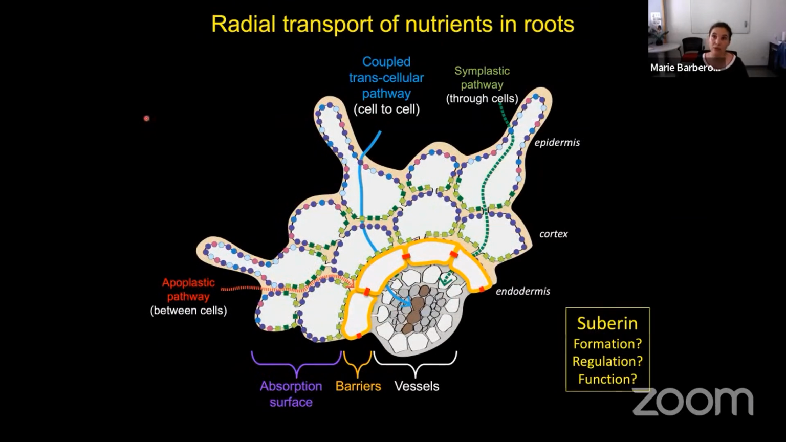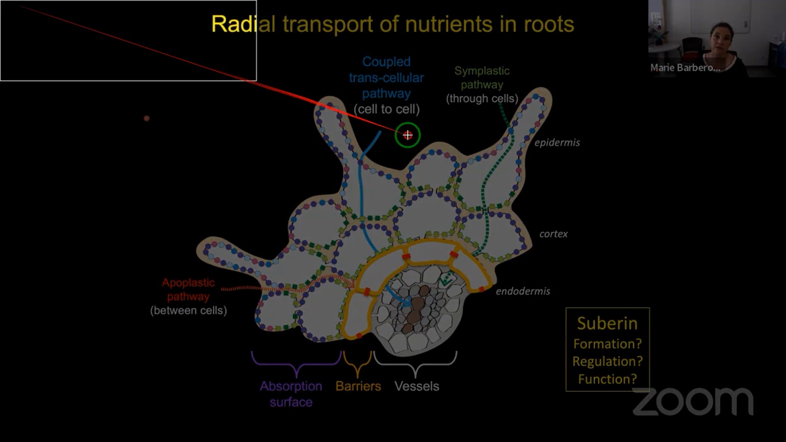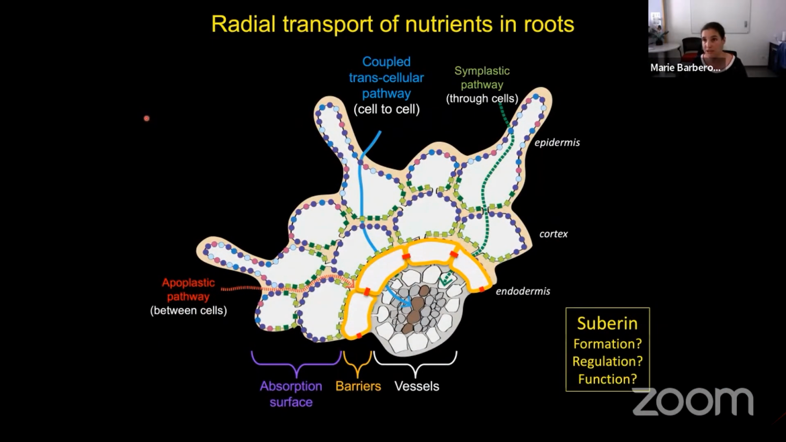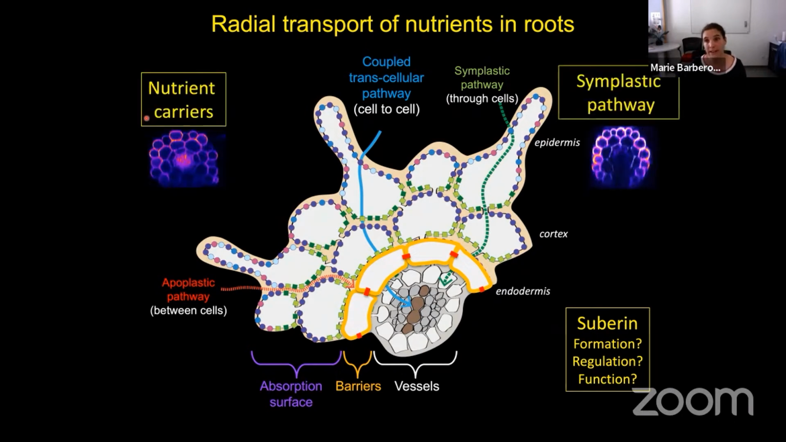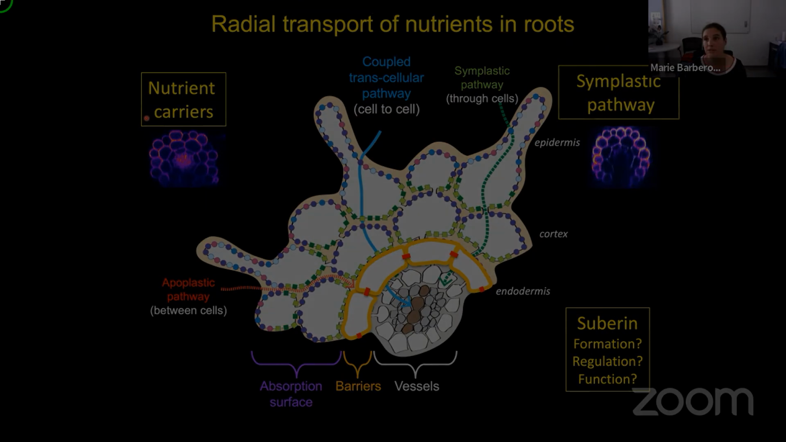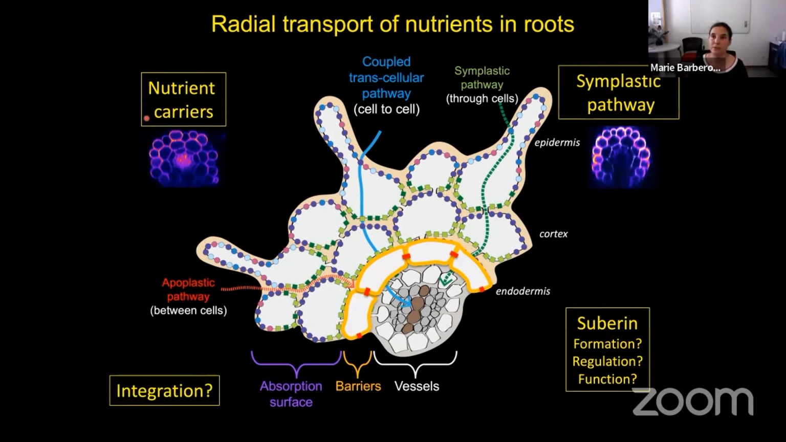So to finish, in my group, we're trying to really get an overview of the radial transport of nutrients in roots and the different pathways. So I told you what we do about suberin, but this is still a work in progress. As I say, we have many screens ongoing where we want to identify new factors controlling suberin and also understand better the function of this barrier. We also have projects concerning the nutrient carrier, the symplastic pathway, and we also want to understand how these different pathways are integrated.